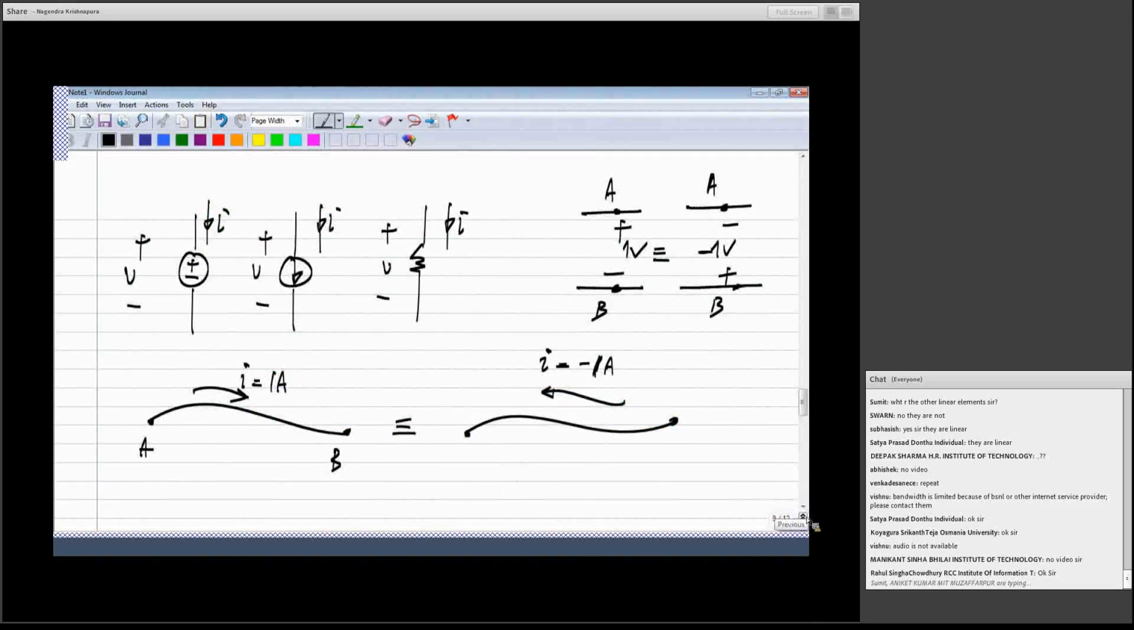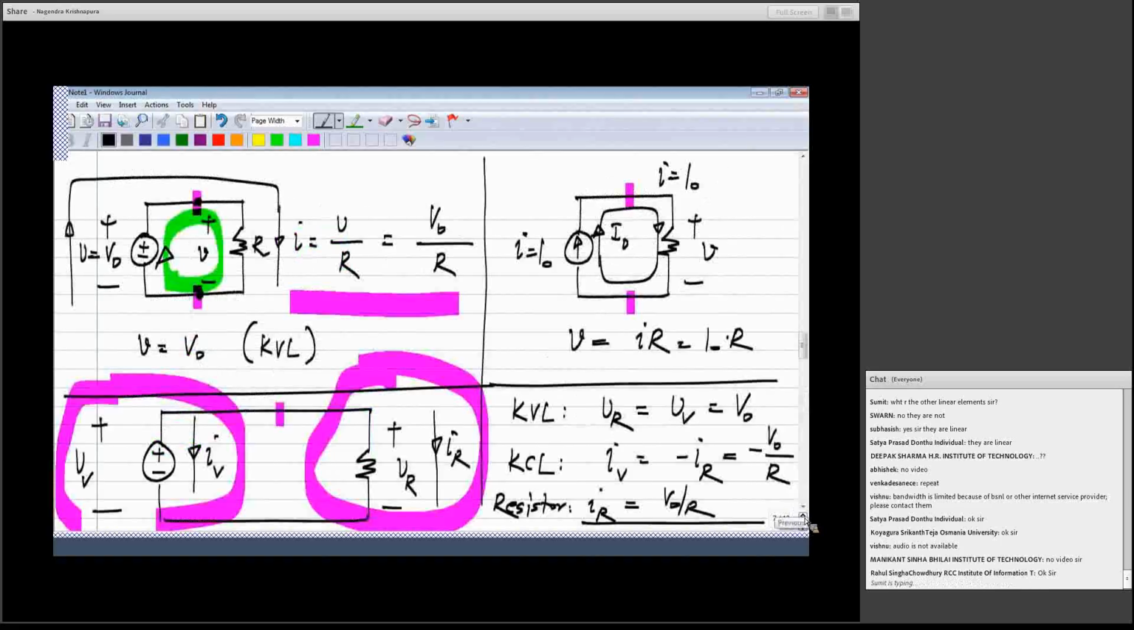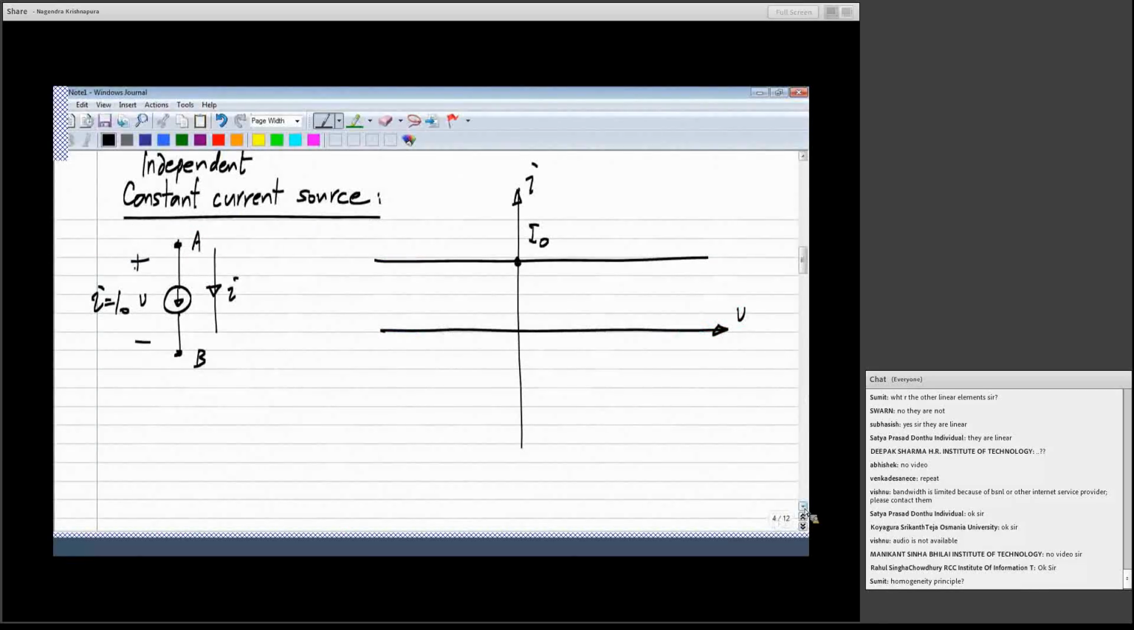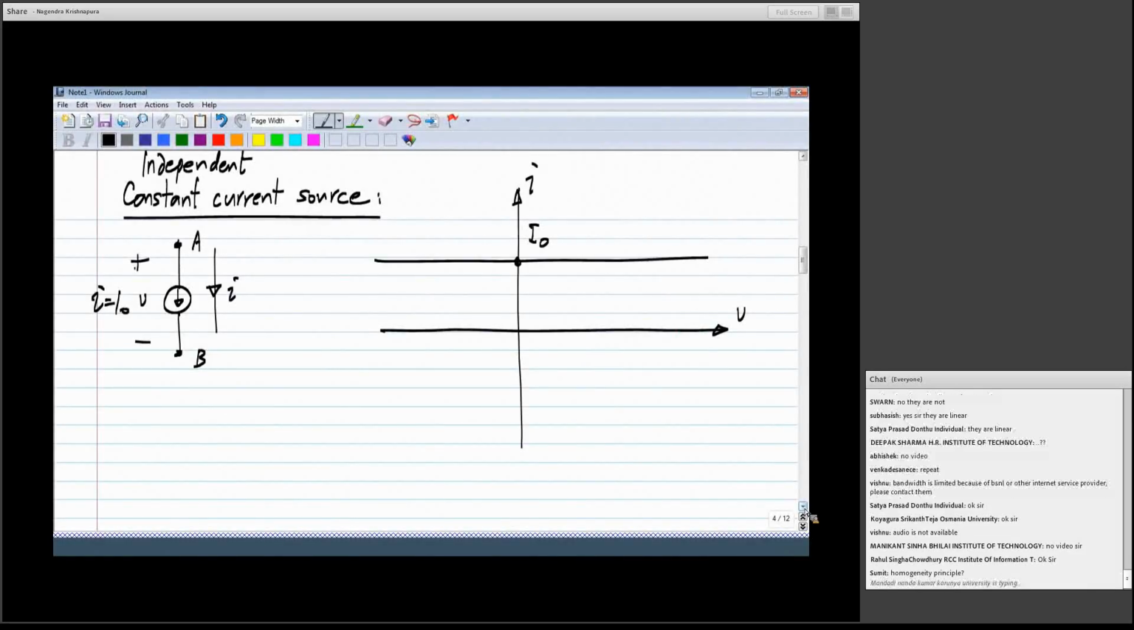Now this has nothing to do with the characteristics being a straight line. Sometimes that is what is called linear, but for us, what linearity means is whether it obeys superposition or not.